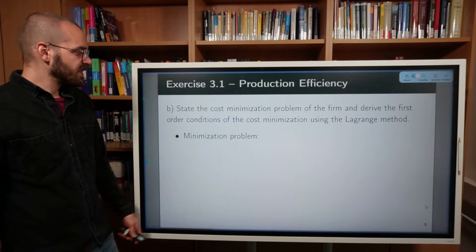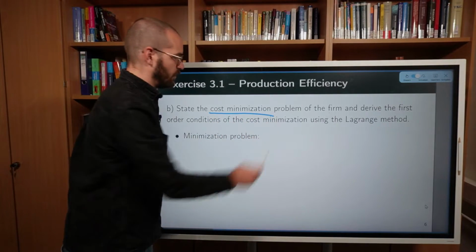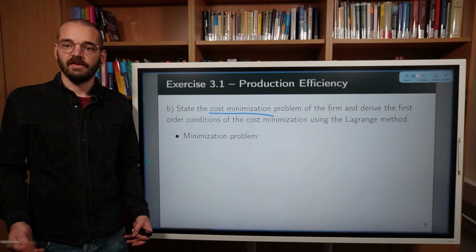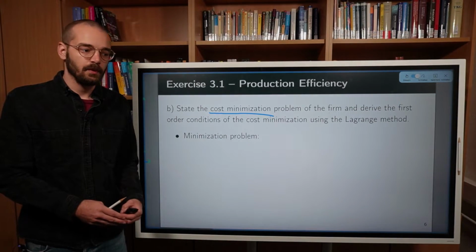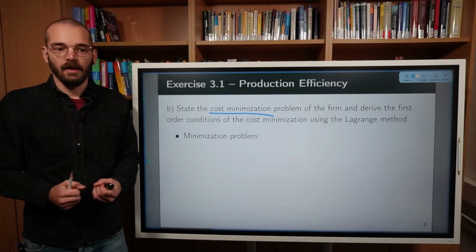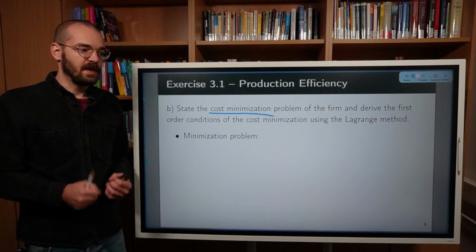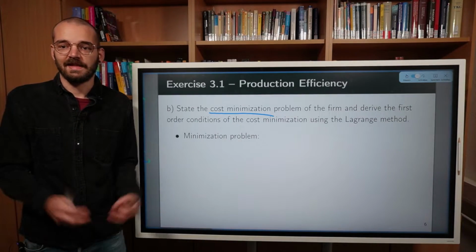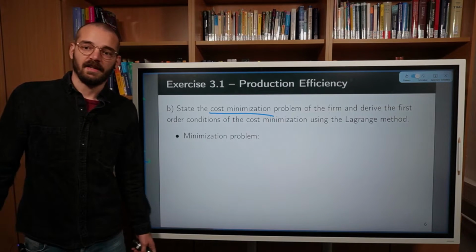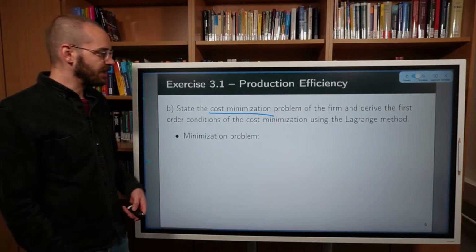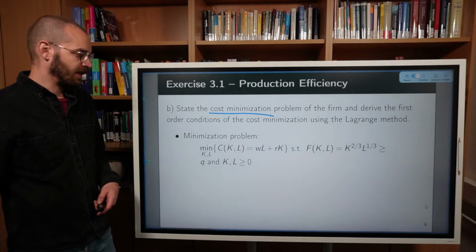Okay, so the minimization problem, the cost minimization problem. Well, in previous assignments, we were maximizing profits all the time. So we should already have a pretty good understanding of what it means in a mathematical sense to maximize a function. And of course, minimizing the function is the exact same, just with a negative sign, all right? So this first step really should ring some bell.